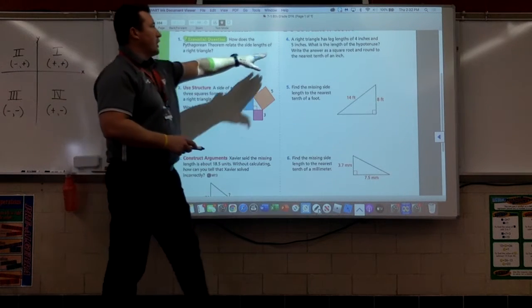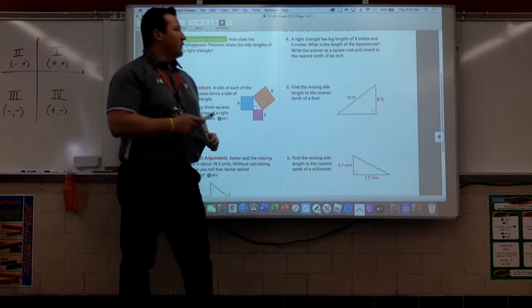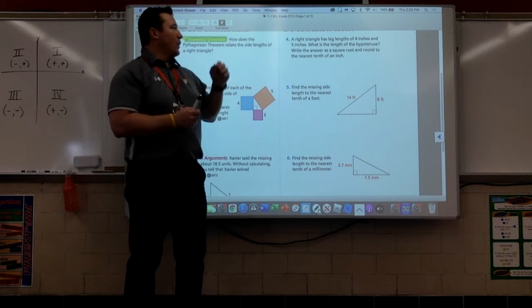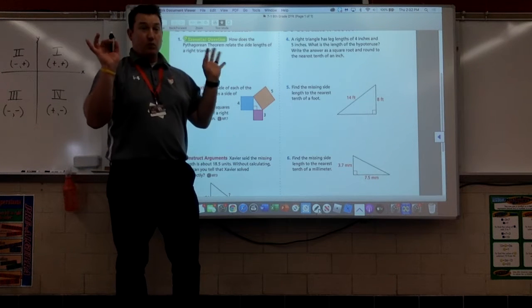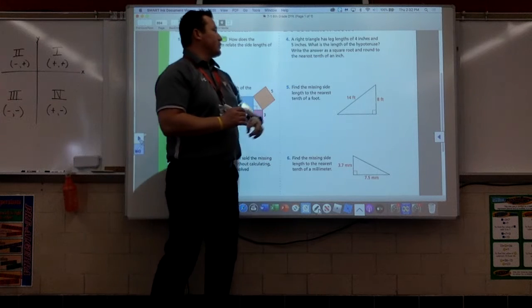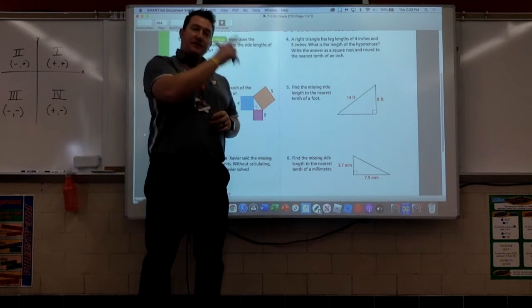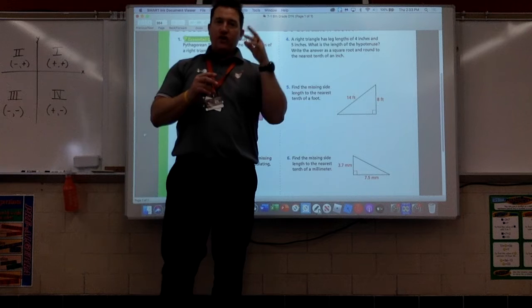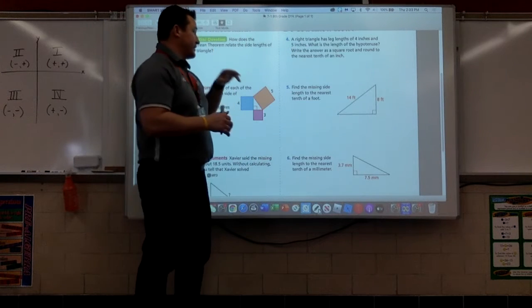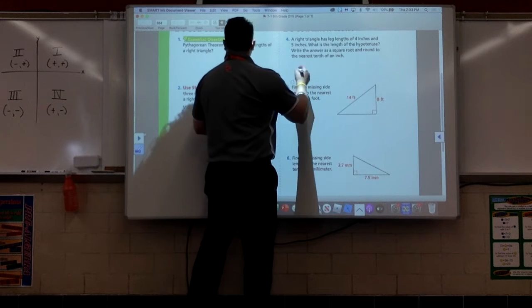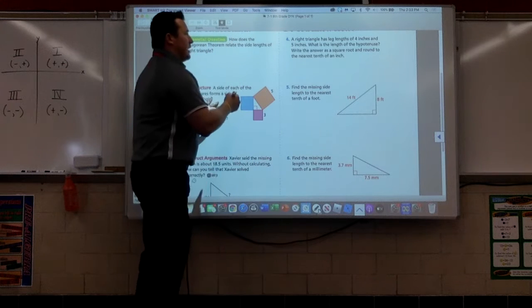Okay, question 4. A right triangle has legs of 4 inches and 5 inches. What is the length of the hypotenuse? We can do this, right? The answer is a square root and round to the nearest tenth. So, Mr. Nolan, I want you to show your answers in these 2 ways. Both ways. Okay? I have more room over here, so I'm going to write it over here.